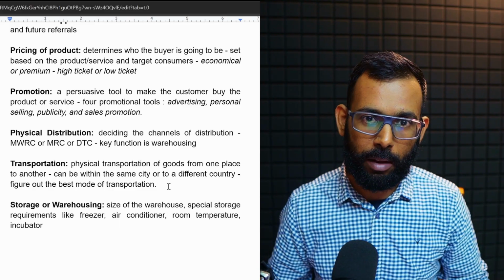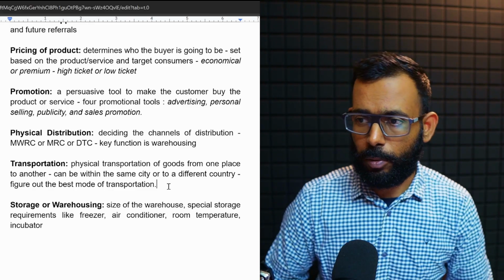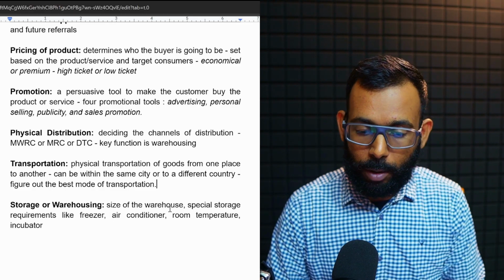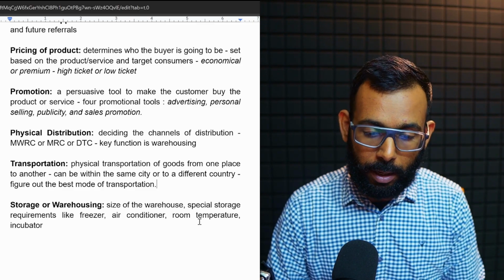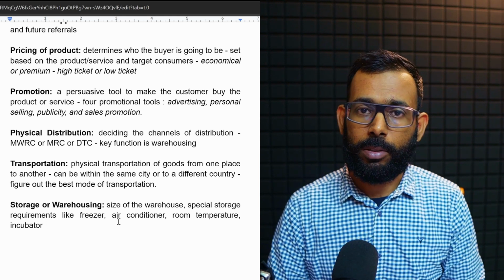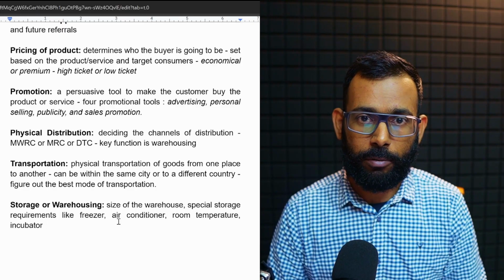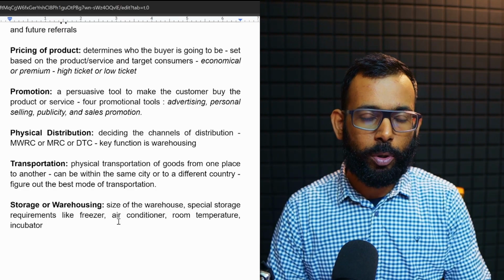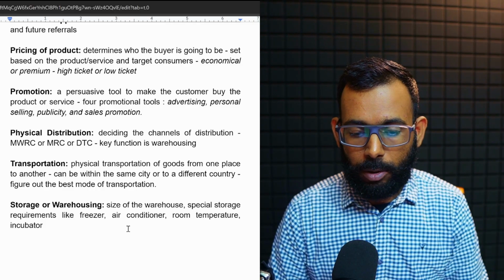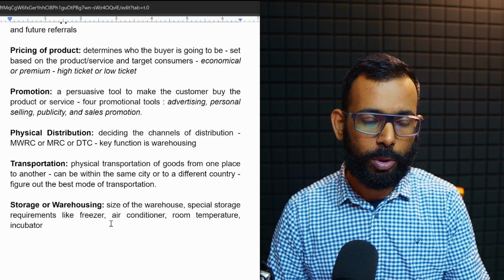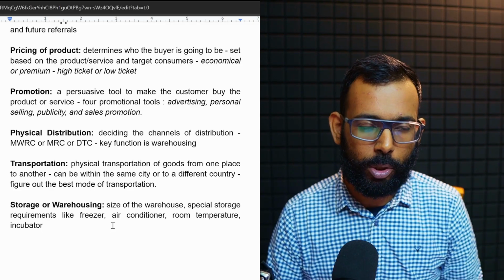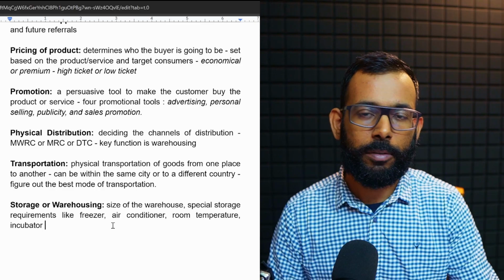How big in square feet should I have? Do I need a 20,000 square feet warehouse, or do I need a 10,000 square feet warehouse? So that is one thing. This warehousing point is repeated here: size of the warehouse, special storage requirements like freezer, air conditioner, room temperature, or incubator, depending on the type of products. Selling milk and milk related beverages, you need freezer and air conditioning facility. If you are selling plain milk, it should be kept at 4 degrees Celsius or less. And if you are selling any normal beverage like Pepsi, Coca-Cola, you should preferably keep it in colder temperatures if you are a retailer, especially in a restaurant, so that you can serve the chilled beverage to the consumer.